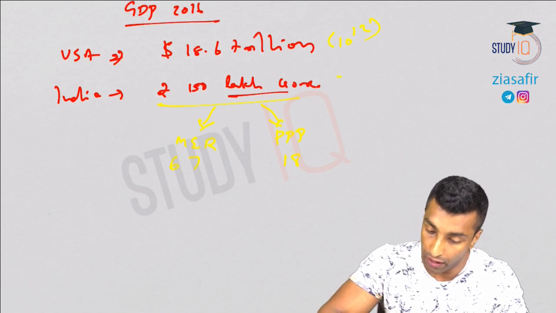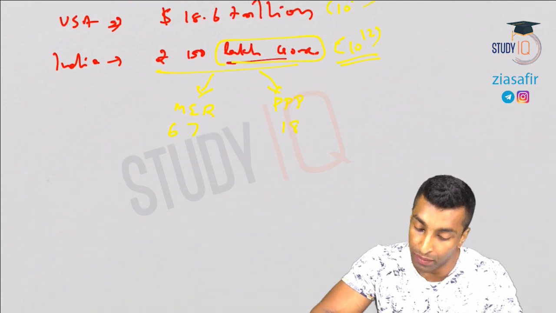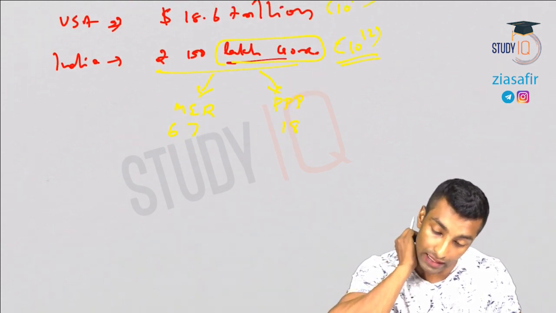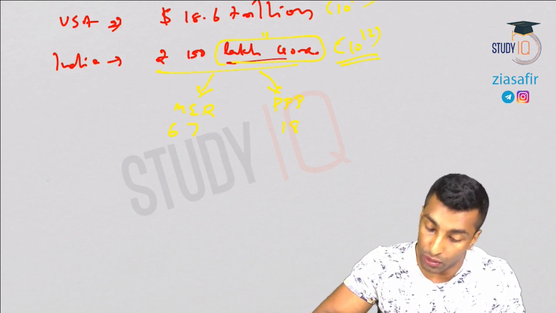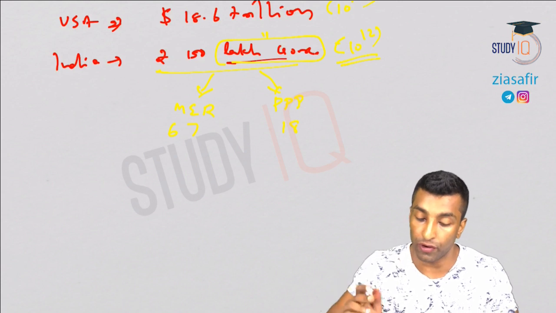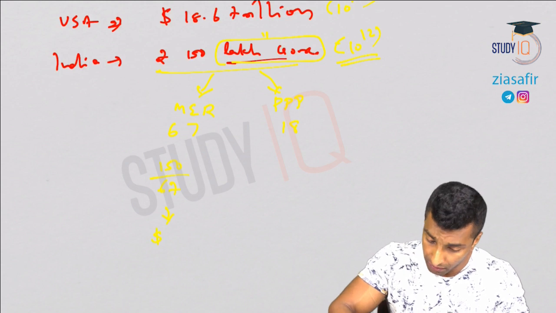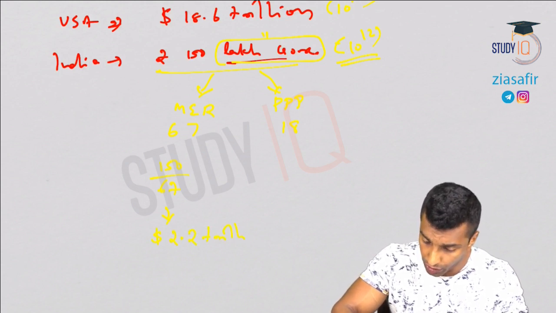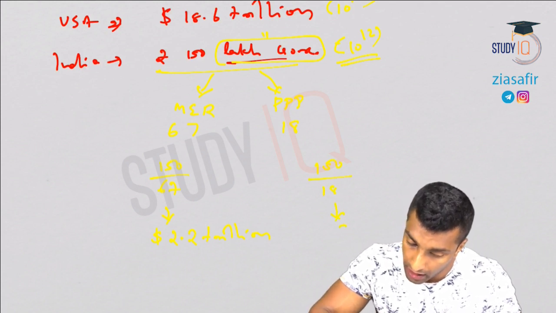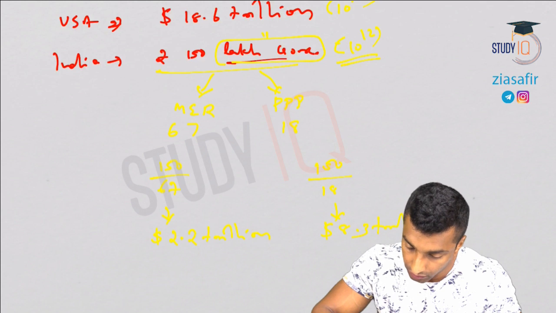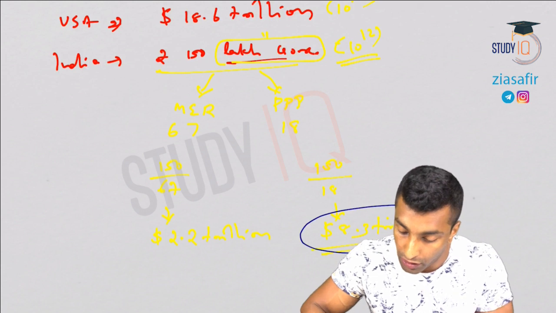Okay, so firstly, what do you mean by this trillion? Trillion is 10 raised to 12. This lakh crore, accidentally it is also 10 raised to 12 itself. So 18.6 trillion and 150 trillion it is. Lakh crore is also trillion. So 150 trillion rupee. Let me convert this 150 by 67. I'll be getting around 2.2 trillion. Now here 150 by 18, I'll be getting 8.3 trillion. So this is what I've got in terms of purchasing power.